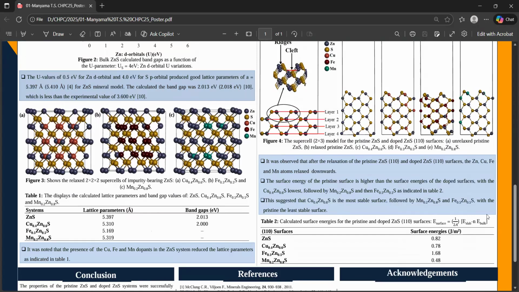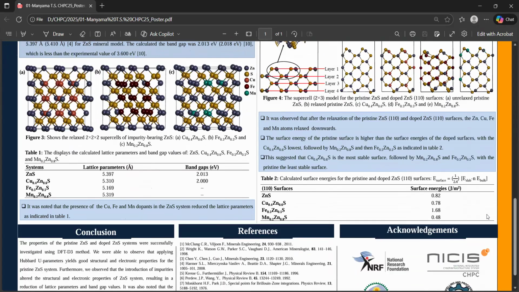where we observed that the copper and manganese doped surfaces were more stable than the pristine surface, with the iron doped sphalerite surface being the least stable.